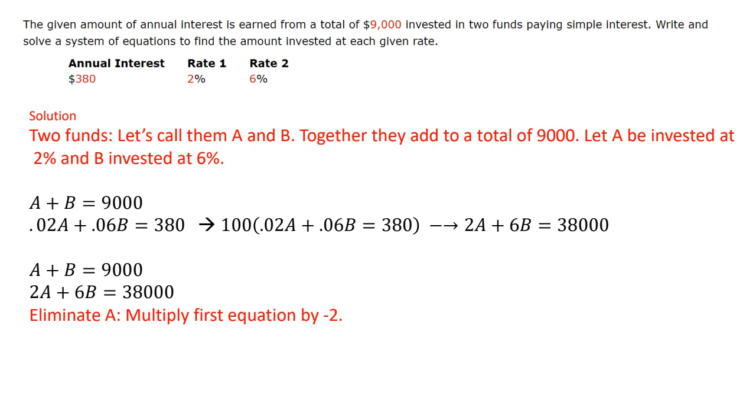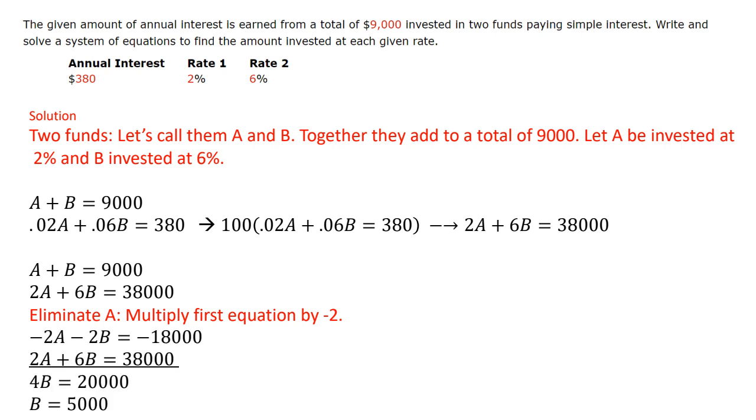I'm going to eliminate my A. To do that, I'm going to multiply the first equation, A plus B equals 9,000, by negative 2. So when I do that, I get negative 2A minus 2B is equal to negative 18,000. I'm going to add it to the second equation, 2A plus 6B equals 38,000.